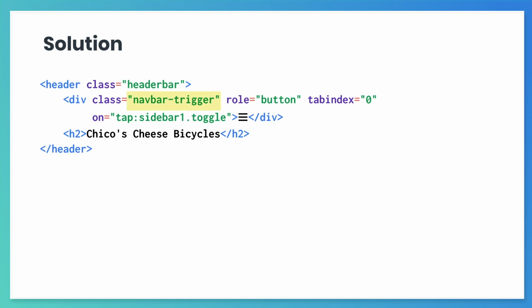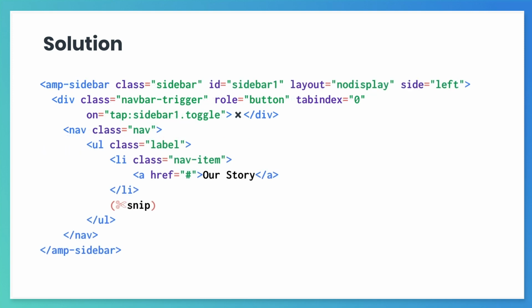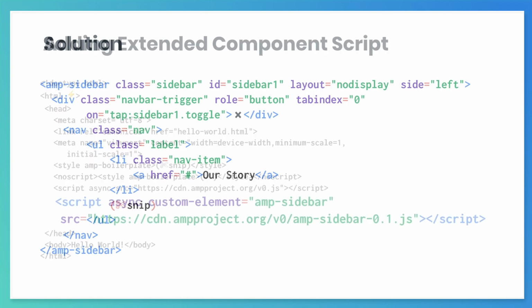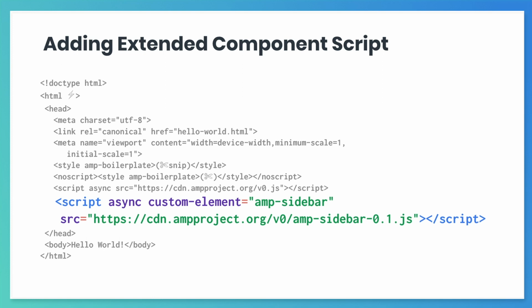Notice the new div with class navbar-trigger and with that on attribute. The on attribute says, when the user taps this element, toggle the visibility of the element with ID sidebar1. And here's the solution for AMP sidebar itself. Notice that it has the ID sidebar1, and the side attribute tells AMP to slide it out from the left. Notice also the X button, which also toggles the visibility of the element with ID sidebar1. We couldn't fit all the menu items on the screen here, but they all look similar to the one shown here. Because AMP sidebar is an extended component, you also should have added its script in the head like this.